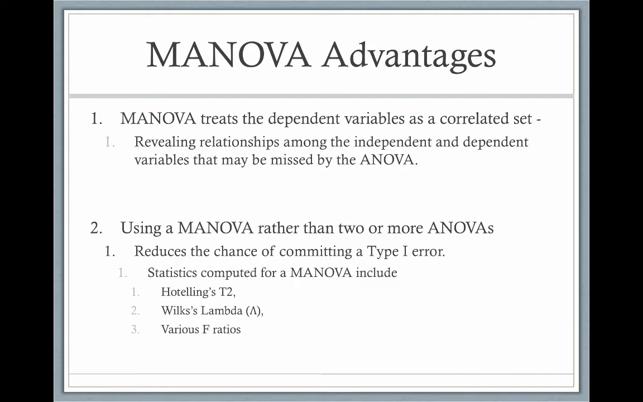Using a MANOVA rather than two or more ANOVAs reduces the chance of committing a type 1 error. And those are the statistics that are used for calculating it.